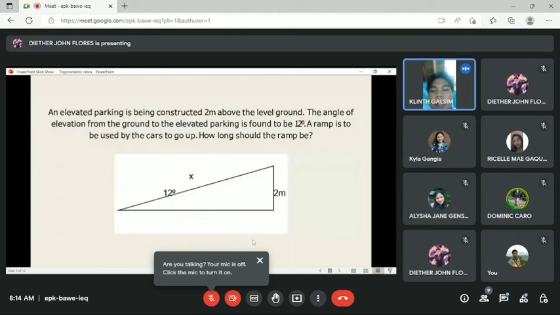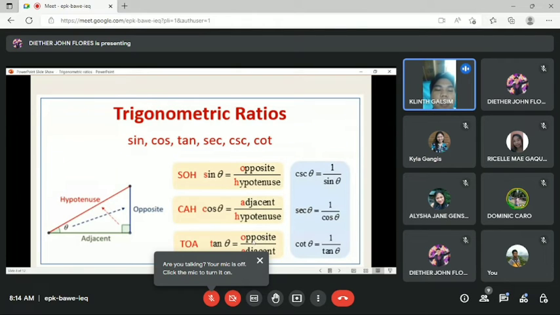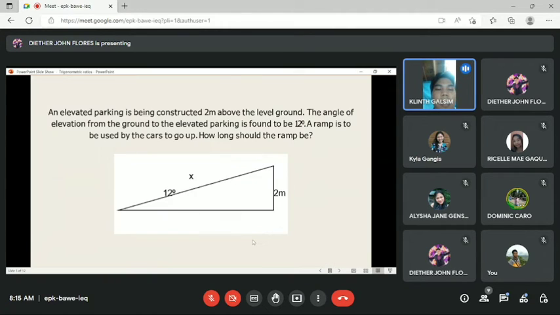Now in solving problems that involve trigonometric ratios, we use, as I said earlier, the mnemonics SOHCAHTOA and the Chu-Shakao. So let us move to the example. An elevated parking is being constructed 2 meters above the level ground. The angle of elevation from the ground to the elevated parking is found to be 12 degrees. Now a ramp is to be used by the cars to go up. The question is, how long should the ramp be? Given the angle and the measure of the opposite side, which among the six trigonometric ratios do we need to use?